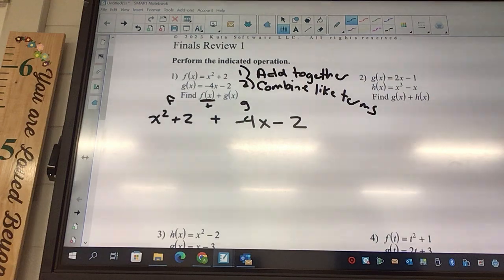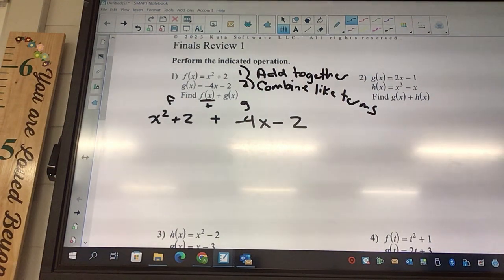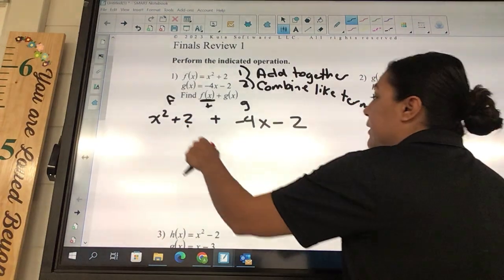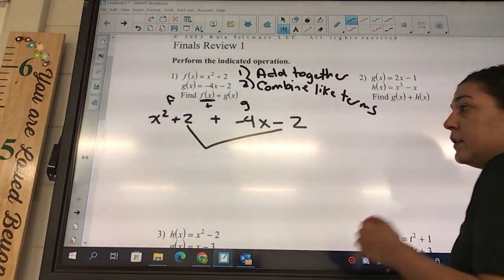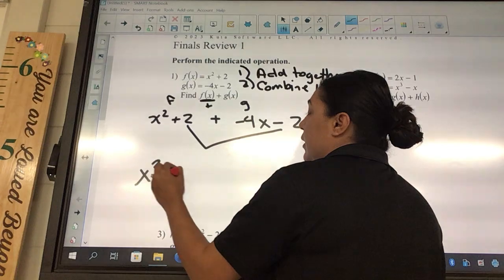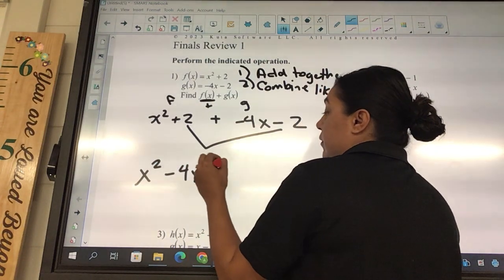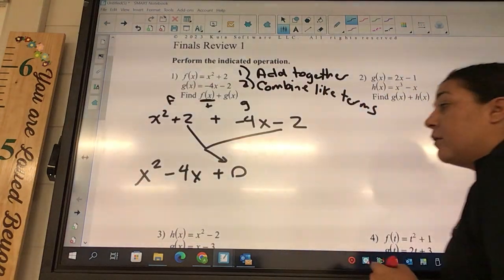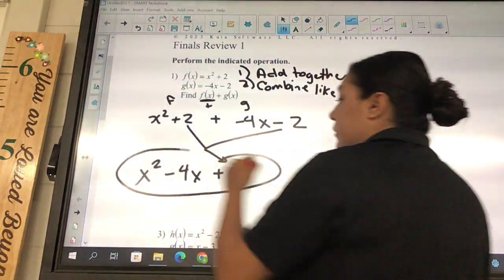Okay, so what can I combine? What can get put together? The 2. So what is negative 2 and a positive 2 going to give you? 0. So we're going to have x squared minus 4x. And you can say plus 0, minus 0, or you don't have to put the 0 at all. Okay, that's totally up to you. And this one is completed.